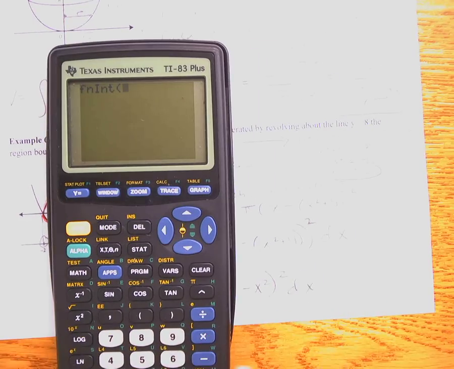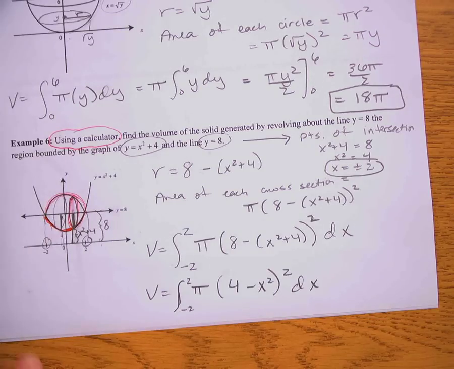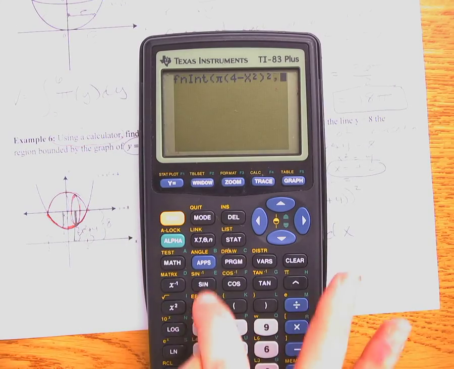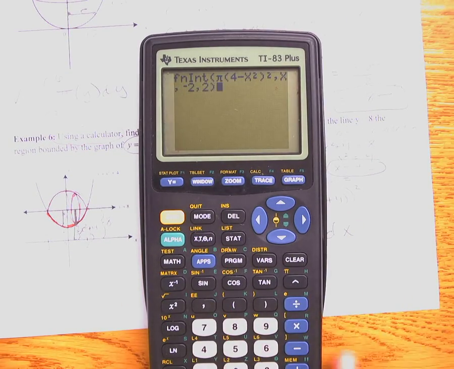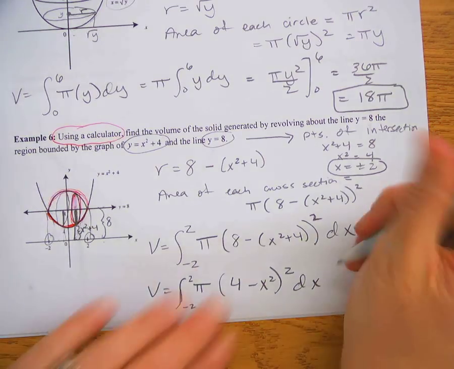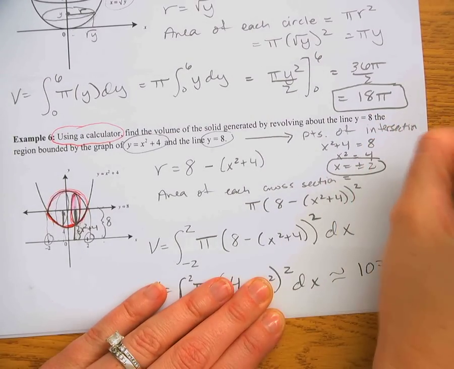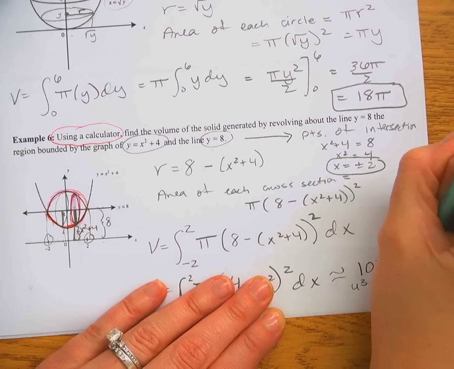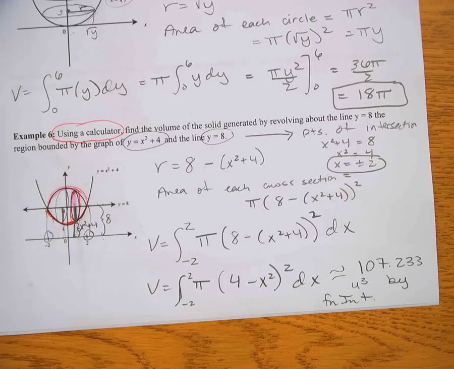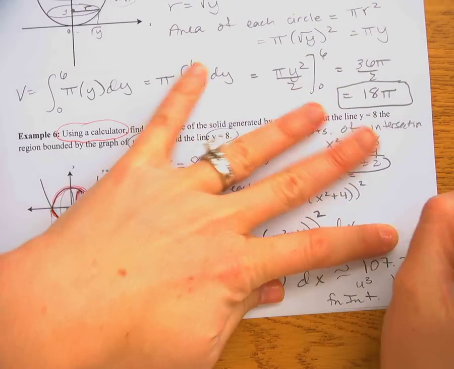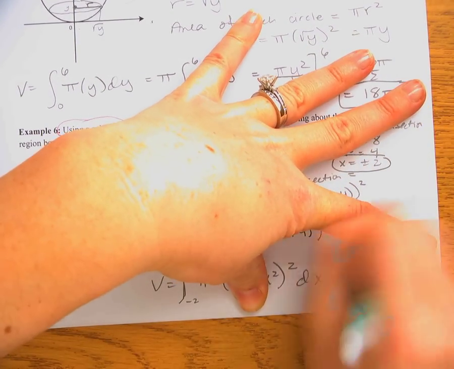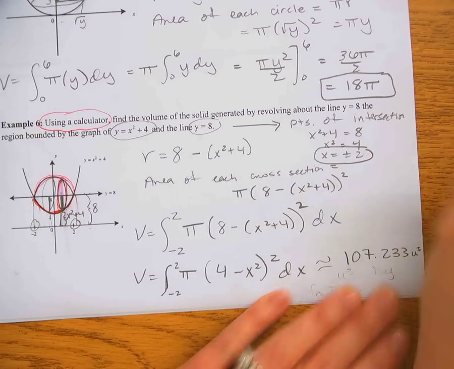Okay, so we will do, let's see, I have to read what it says again. So it's pi times parentheses 4 minus x squared quantity squared. We're integrating with respect to x from -2 to 2. And so we get approximately 107.233. And that's units cubed, and that was by FNINT. So we always want to state that whenever we are solving an integral with a calculator.